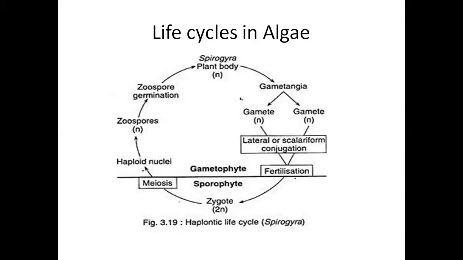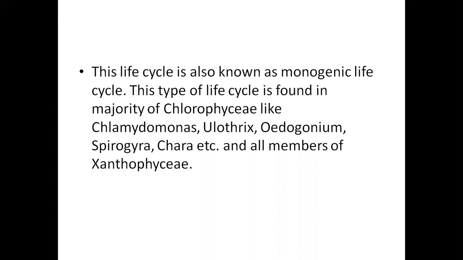Okay, now coming to the next. Now, this haplontic life cycle is also known as the monogenic life cycle, and mainly in which class will it be found? In Chlorophyceae. Chlorophyceae means what examples come in Chlorophyceae? Chlamydomonas, Ulothrix, Oedogonium, Spirogyra, Chara, and there is another class of algae also, that is Xanthophyceae. That is yellow-green algae, Xanthophyceae. This is not in our course. So Chlorophyceae mainly includes green algae.